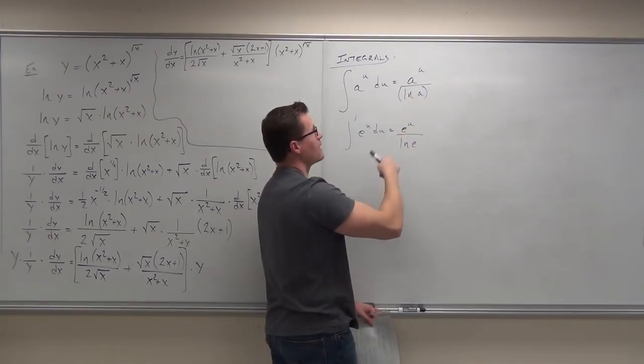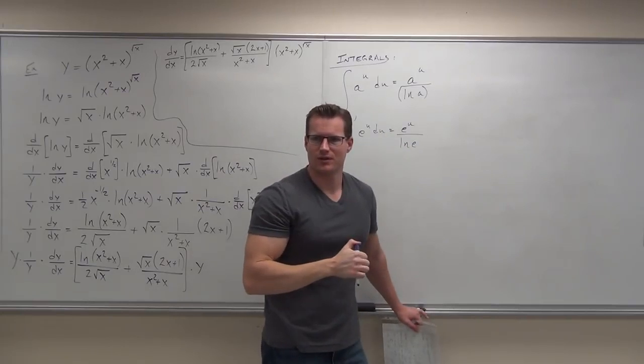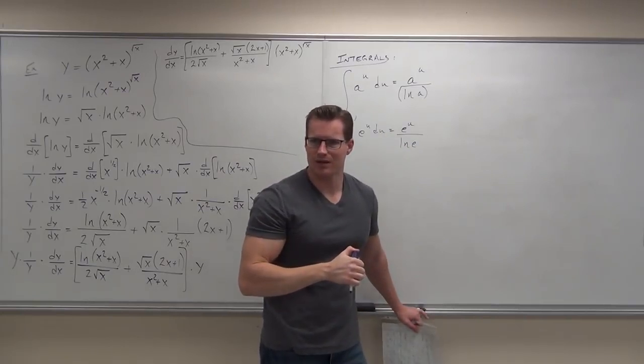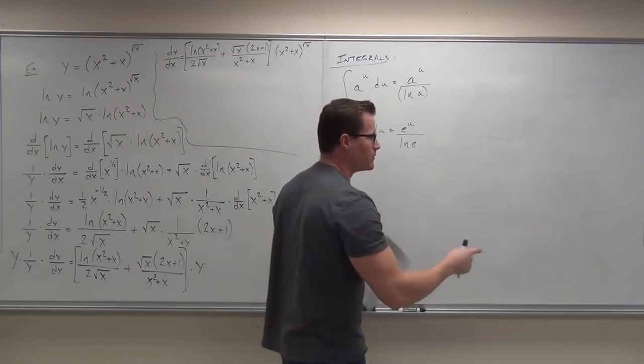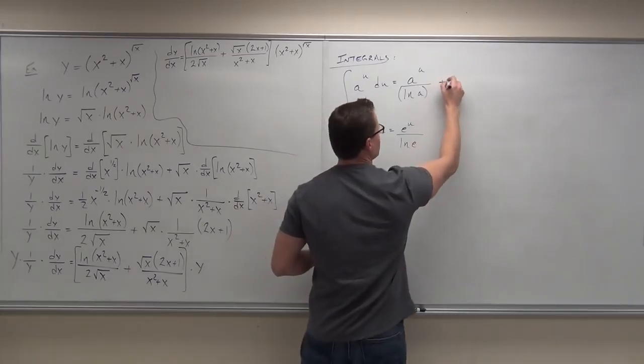Okay, so does it look similar to the derivative? Instead of multiplying by ln, we just have divide by ln. Very similar to other types of derivative integral relationships. And then, of course, plus c.